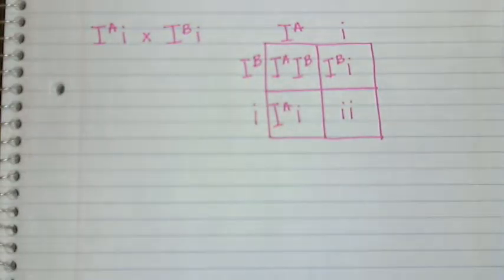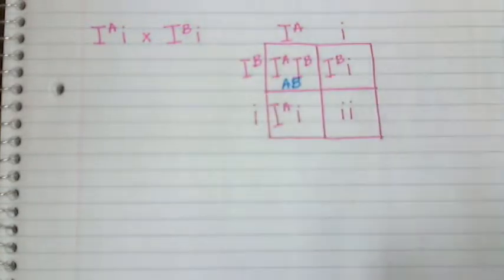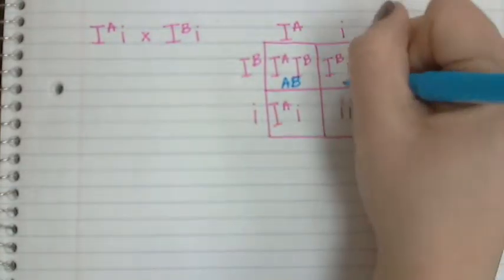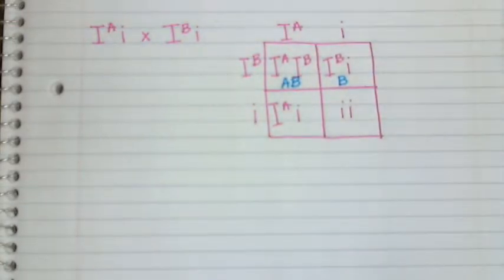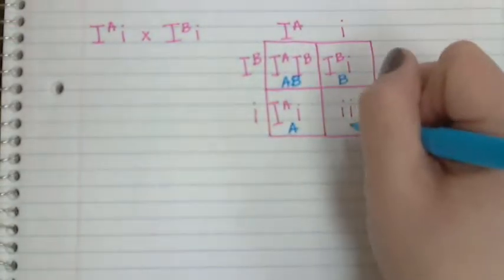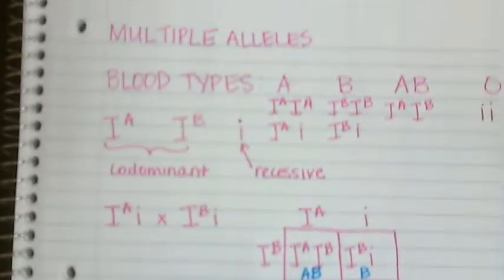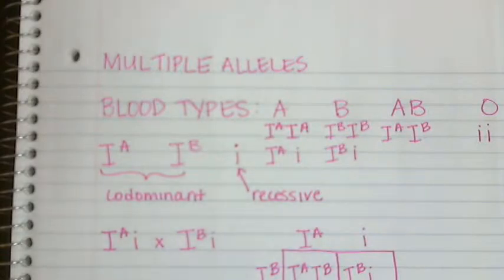So when we go to look at our phenotypes, this individual would have type AB blood. This individual would have type B blood. This individual would have type A blood. And this individual would have type O blood. And that's when we do multiple alleles.